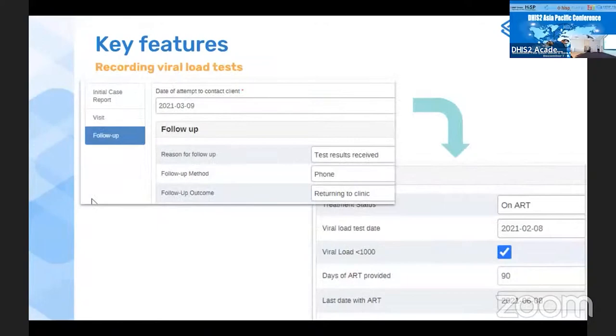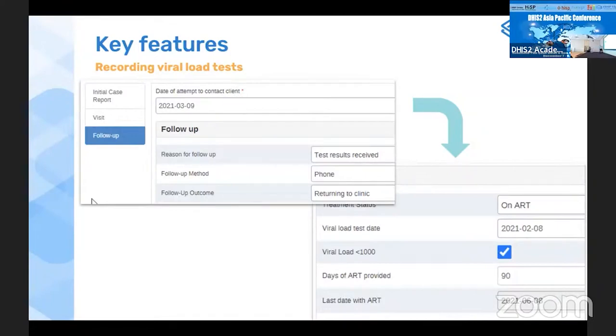Then you have these follow-up visits, where for any reason, if the person wants to visit the particular health center, or the health center wants to reach out to that specific beneficiary or the HIV positive patient, then they could create a follow-up visit and report the information for why the follow-up call was made, what was the follow-up method, and what was the outcome.